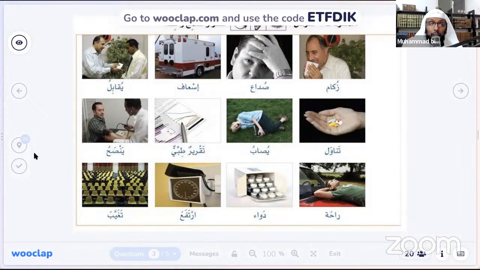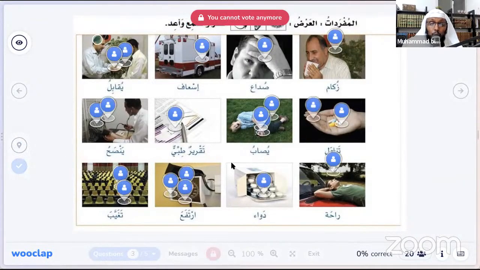ينصح means to give advice. نصح ينصح نصيحة, all of you know the word نصيحة. راحة means to relax. دواء, medicine. ارتفع. ما من داء إلا وله دواء. That's one of the funny things about Arabic: many times you'll find two opposite words that sound very close. Dawa is the medicine, da' is the disease. That's why Ibn al-Qayyim has a book called Ad-Da' wad-Dawa, the disease and the cure.